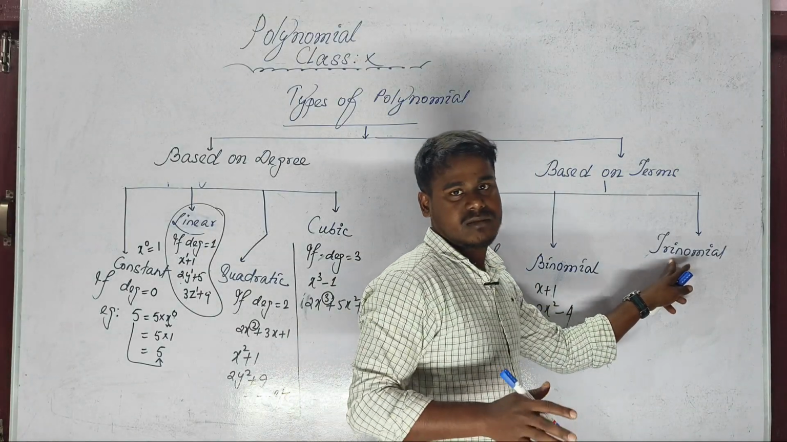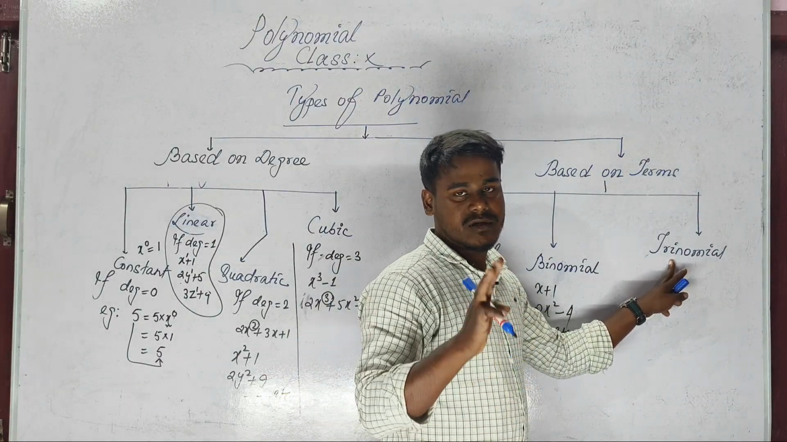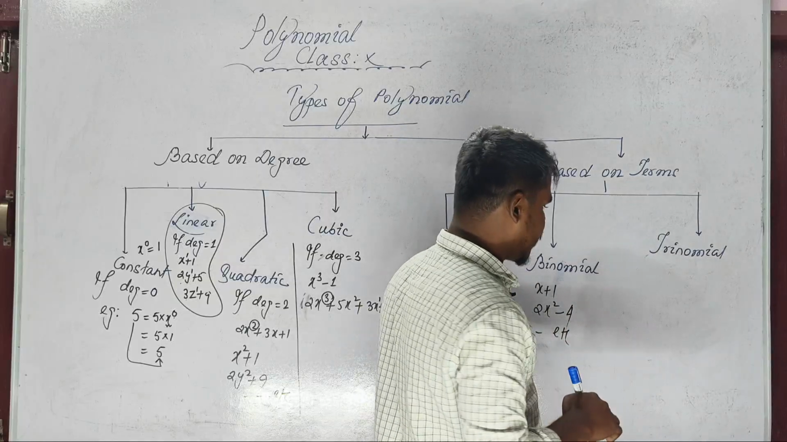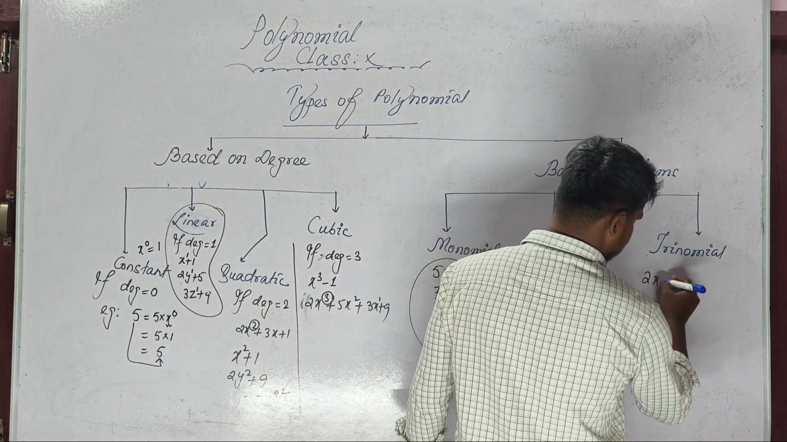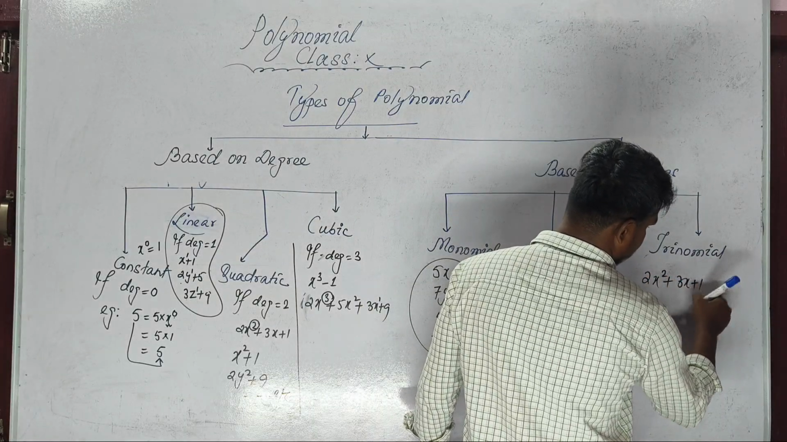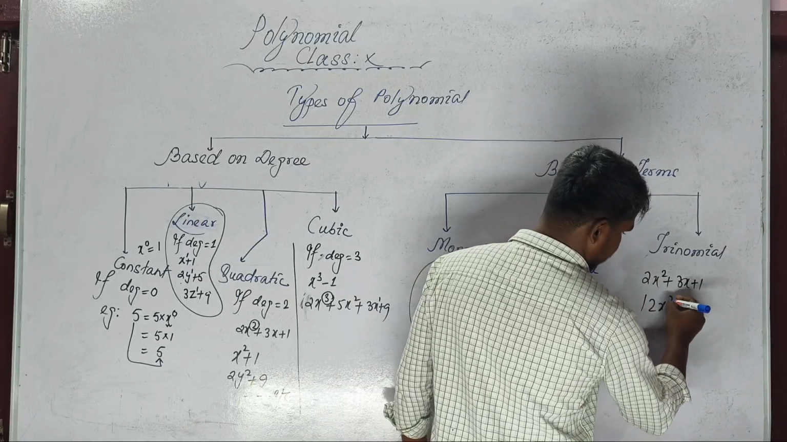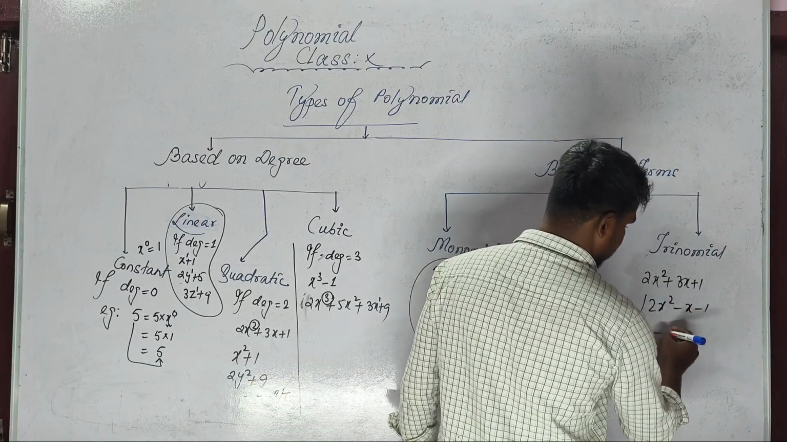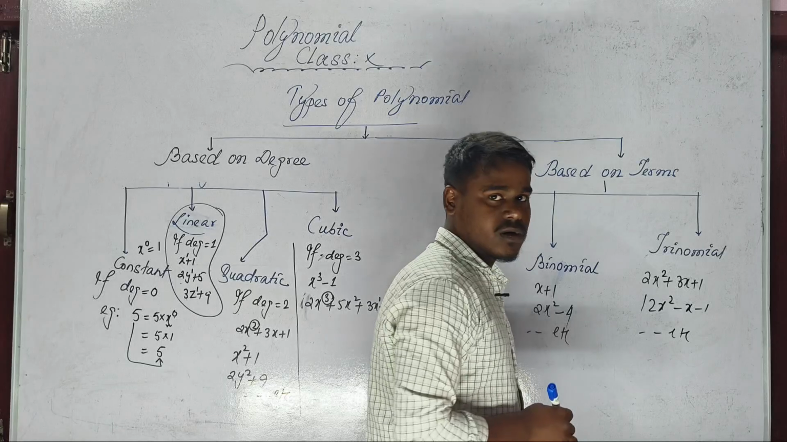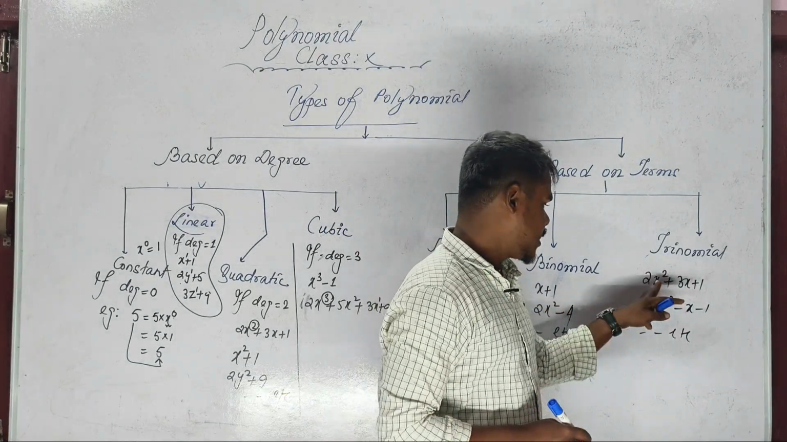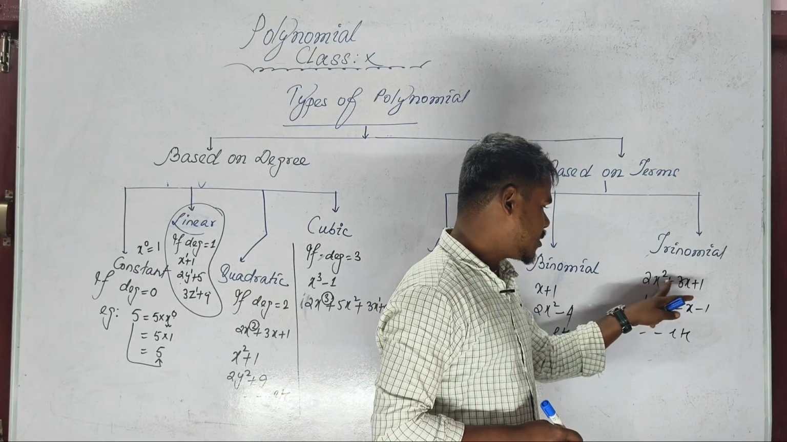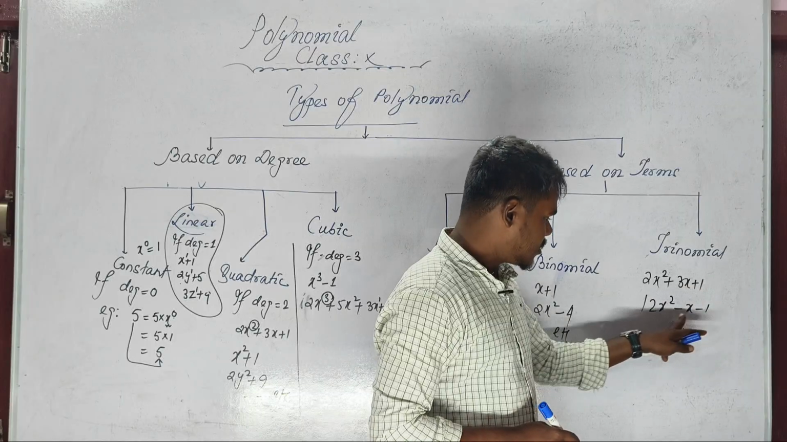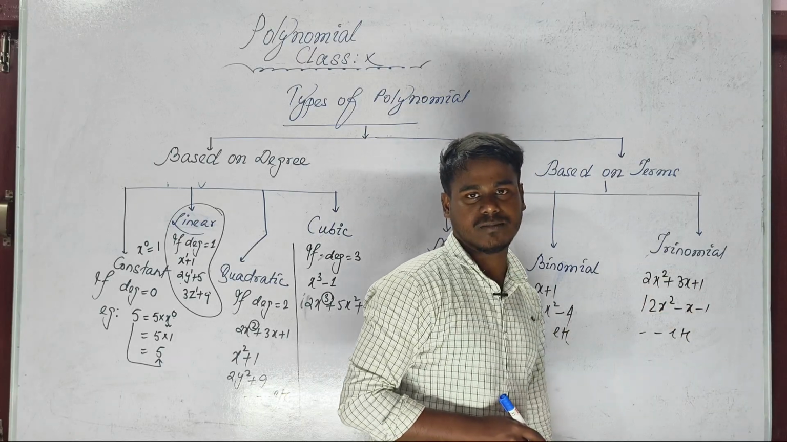Now trinomial means if a polynomial has only 3 terms, it is called trinomial. Suppose 2x square plus 3x plus 1, or 2x square minus x minus 1, these polynomials are called trinomials. Here the total terms are 1, 2 and 3. That's why trinomial.